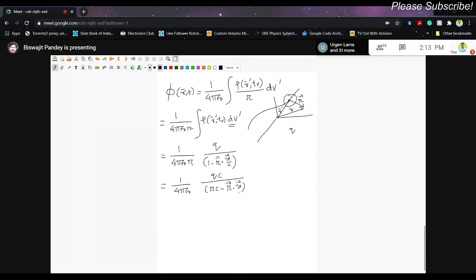Yes, so this is what we have for the scalar potential. You can also write this in terms of 1 minus r cap dot beta if you like, but anyway they are the same thing. So this is the scalar potential produced by a moving point charge. We can apply the same strategy for the vector potential as well.